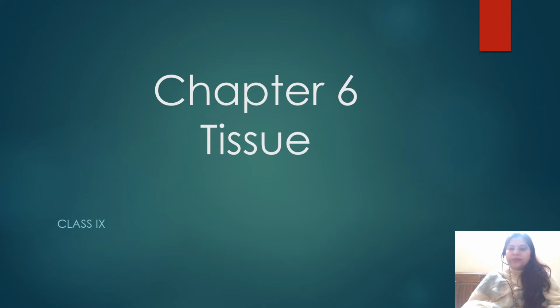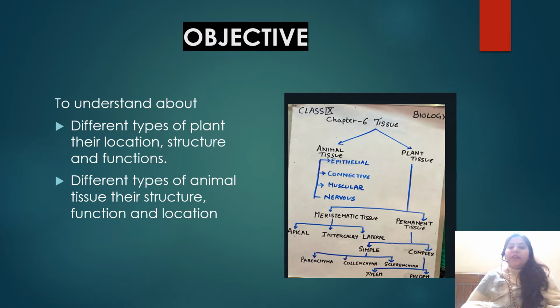Welcome once again, students. In this session, we'll start off with class 9th, chapter 6, that is Tissue. The main objective of this chapter is to understand the different types of plant tissues, their location, structure, and function, and the location of those tissues. We will also understand different types of animal tissue, their structure and function.